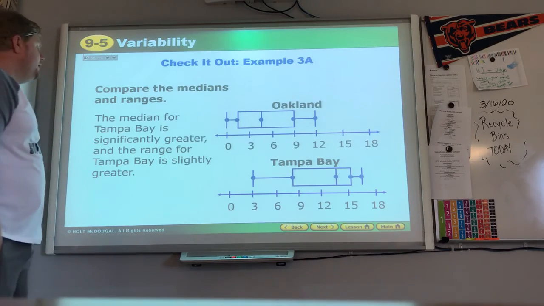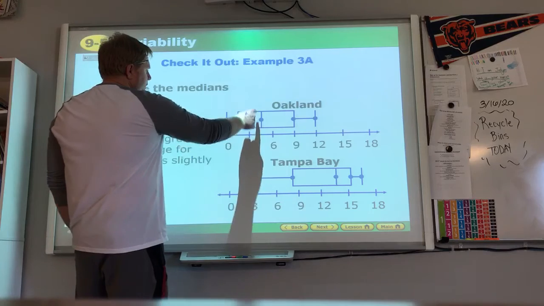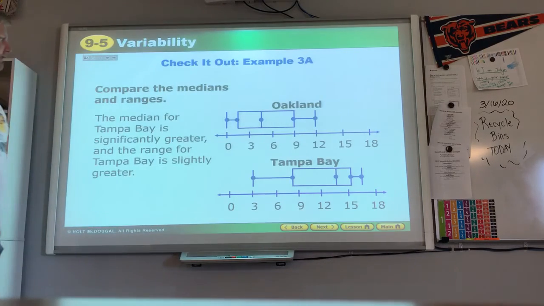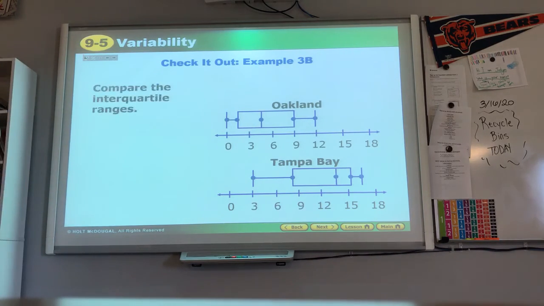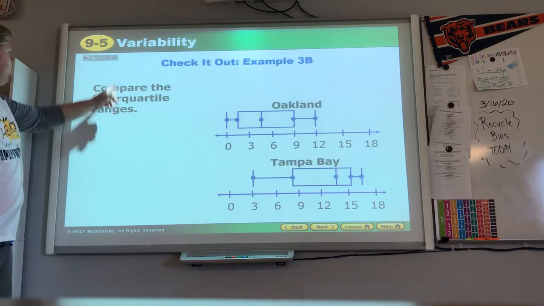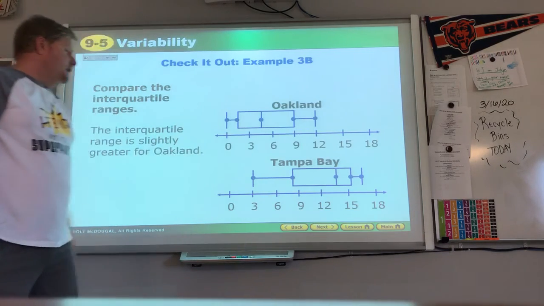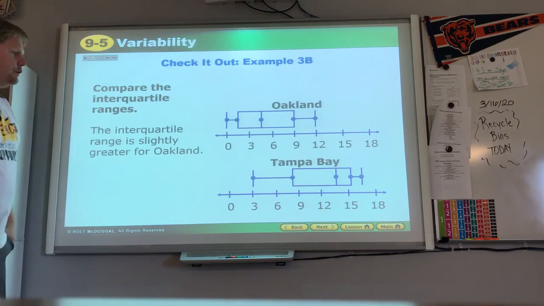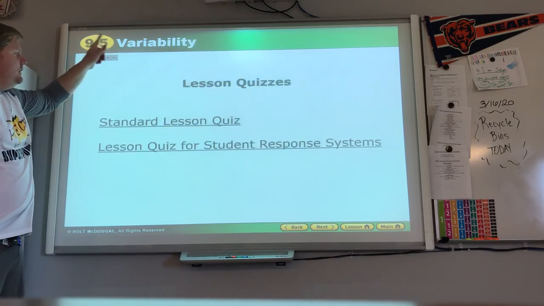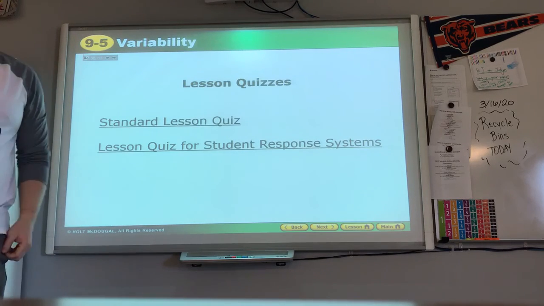So the median, or the middle score, the average score was probably at 4 or 5 for Oakland, and Tampa Bay's median score was much, much greater. So their score per quarter was much, much greater. Compare the interquartile ranges. The interquartile range is slightly greater for Oakland. They go from 1.5 to 9, where they go from 8.5 to 15 or 16. All right? We have those comparisons to make.